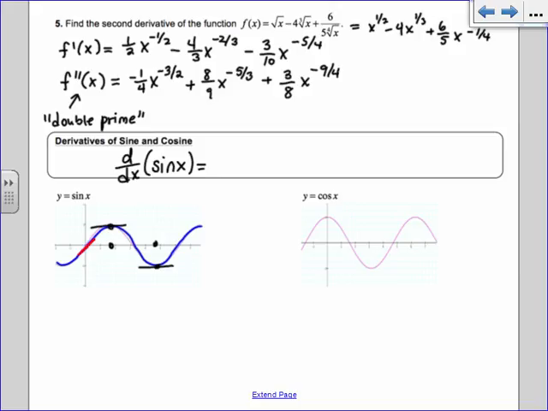All right, right here, the slope is actually equal to 1. And here, the slope is equal to negative 1. So if I connect all these points, I end up getting something like this. What graph did I just draw? Yeah, cosine. So the derivative of sine is cosine.